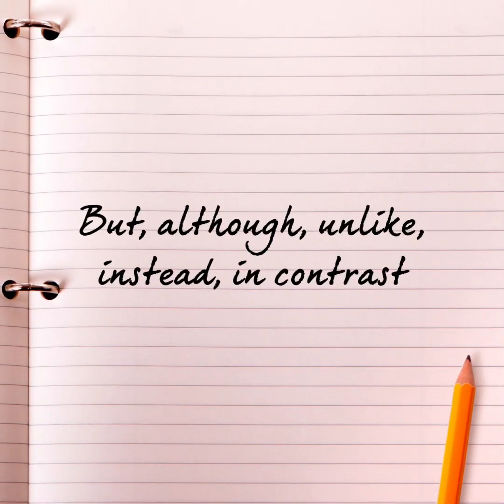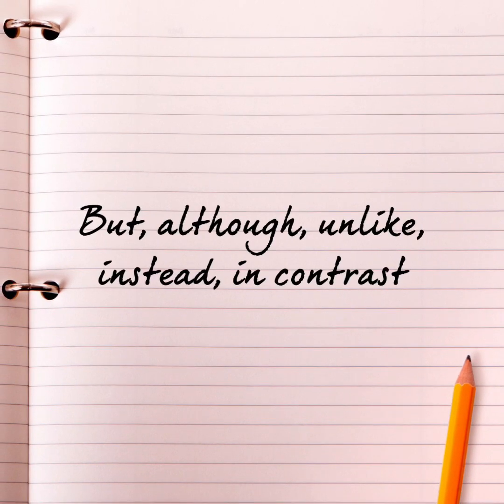You can use characteristics such as this to explain how two things are different, like the shape, the color, the size, the sound. Okay? But before we start writing our paragraphs, I want you to write the following words in your copybooks. But, although, unlike, instead, in contrast. All these are words to compare two things.